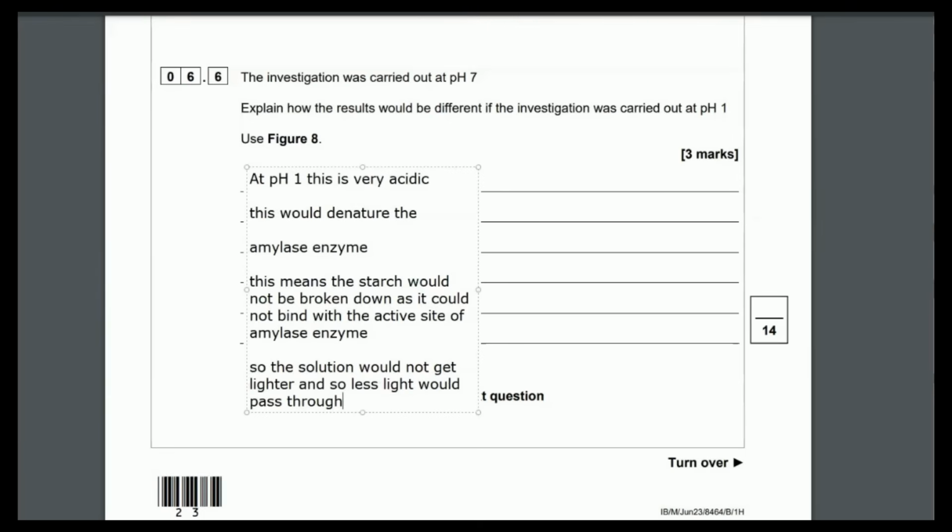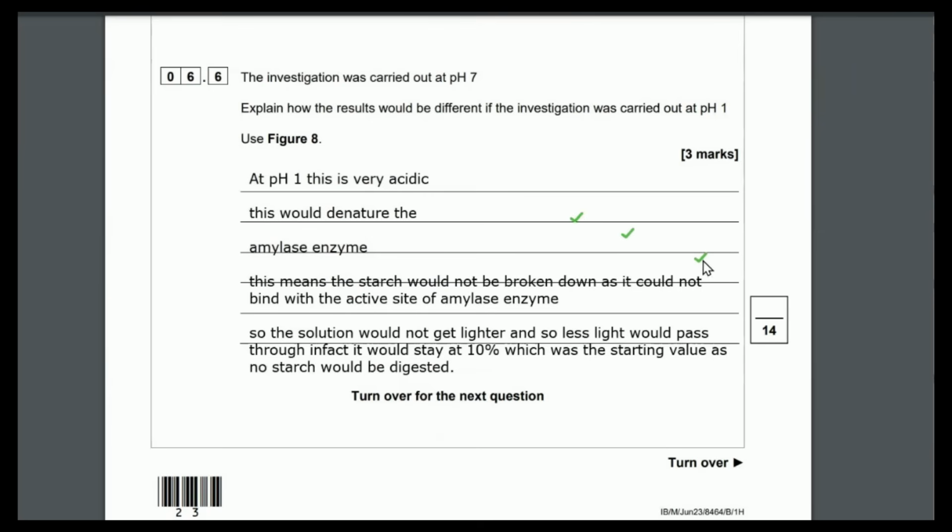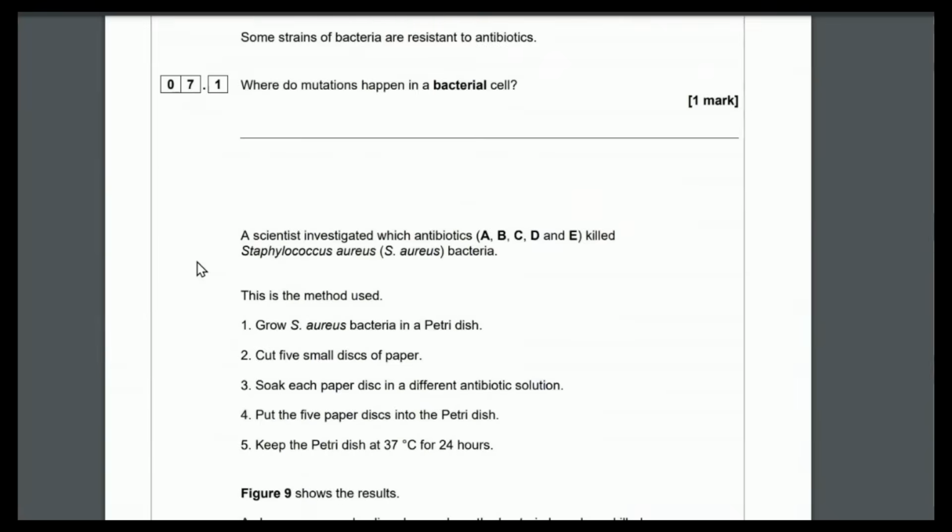Only 10% of the light would get through because the solution would stay just as dark. It wouldn't get any lighter. It would stay just as dark blue because none of the starch could be broken down because the enzyme was denatured, which means the active site had changed and it could no longer fit with the starch and break it down. The starch in this case is the substrate, the amylase is the enzyme, and the active site is where the substrate fits like a lock and key.